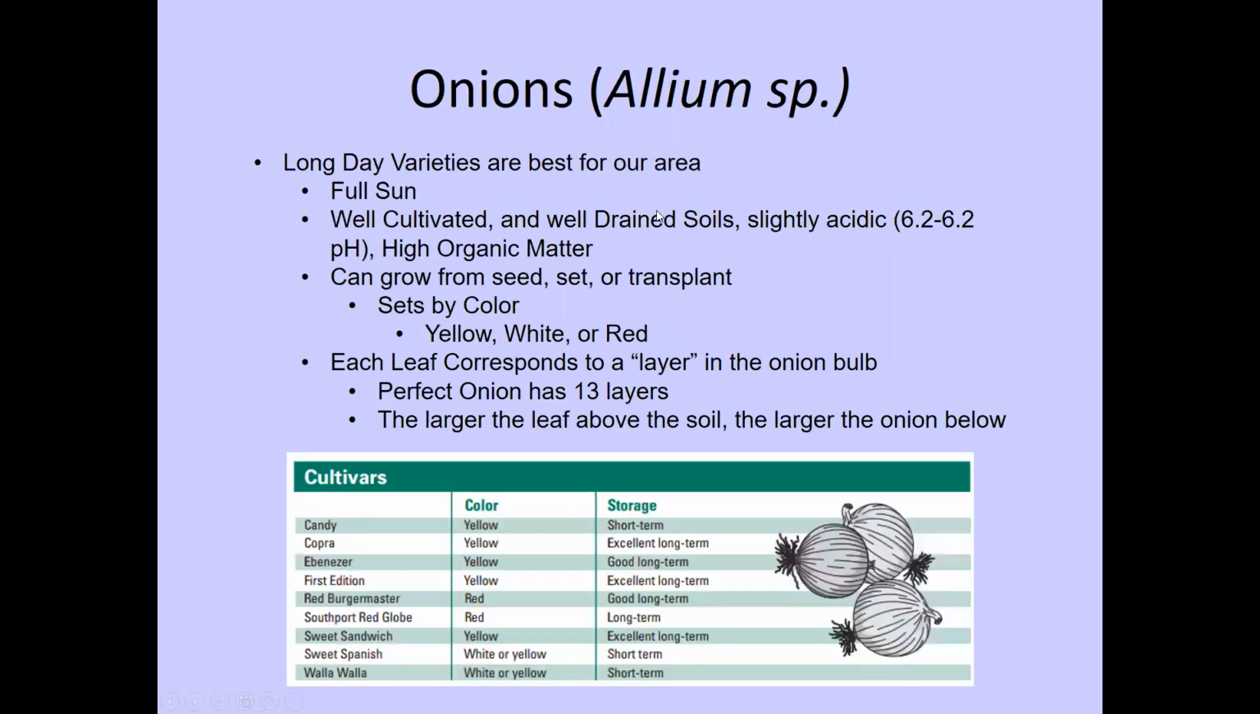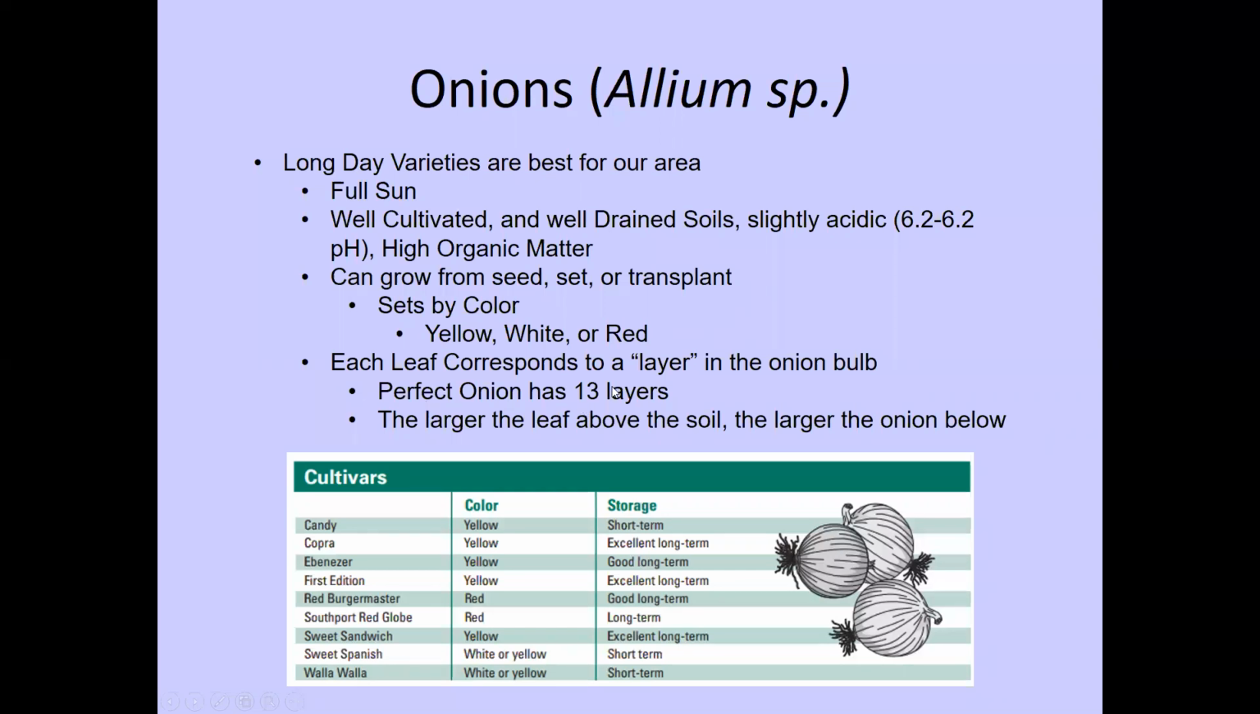Same thing with your onions. They love fertilizer. So if you've had trouble growing onions in the past, you might want to consider adding a little more compost and then some sort of fertilizer as well. You can plant them from seed or from onion sets, or even from transplants, small plants.